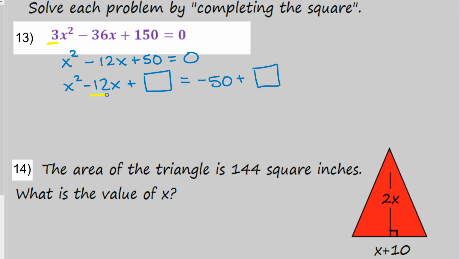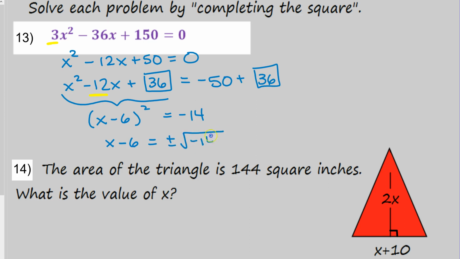So now we take half of negative 12, that would be negative 6, and we square it, and that's 36. So 36 is the number that completes the square, allowing us to factor this into x minus 6 quantity squared, and then adding the numbers on the other side, we get negative 14. So now we're ready to square root both sides, and then simplify. So let's add 6 to both sides, and we get x equals 6, plus or minus, and let's change the form to i square root 14.